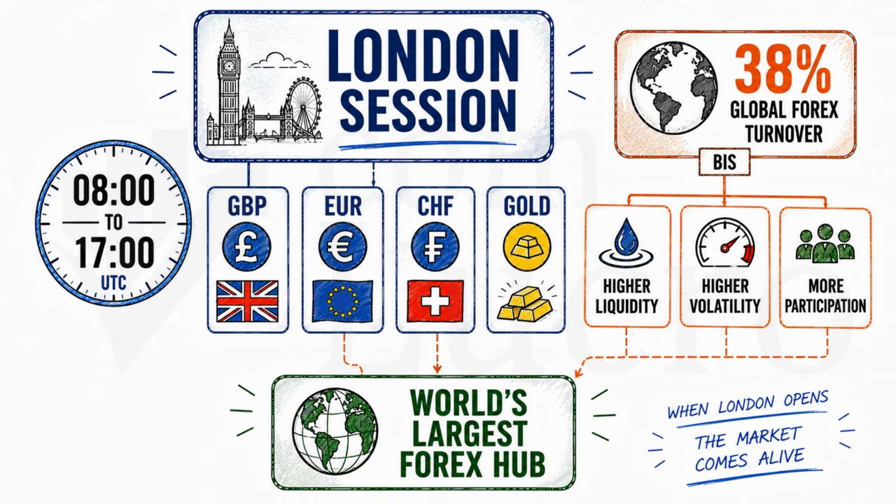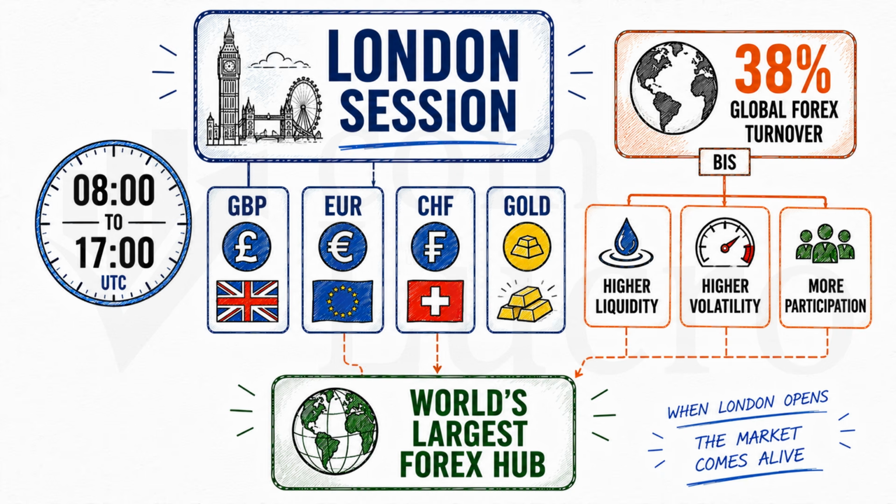The next major period is the London session, which runs roughly from 8 a.m. to 1700 Coordinated Universal Time. London is one of the most active trading centers in the Forex market, and this session usually introduces significantly more liquidity and volatility. In fact, the United Kingdom alone handles about 38% of all global Forex turnover, which makes London the single largest trading hub in the world.